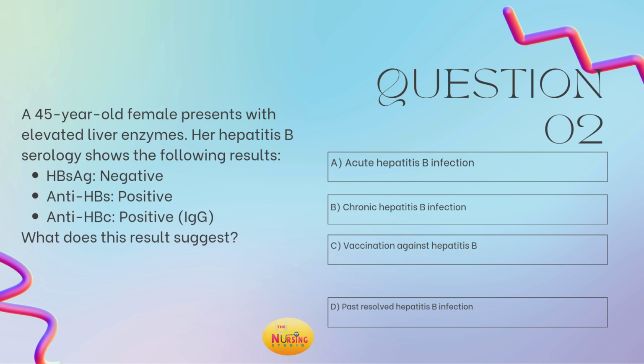All right, so the stem of the question here states, what does this result suggest? Let's walk through. The surface antigen is negative, so they do not have the infection. That lets us know we can eliminate A and B, because they don't have the infection. And then the anti-HBs is positive, so we know they have antibodies for some reason. Either they've been vaccinated or they've had hepatitis B in the past. So now we're looking at the core, and the core is positive for IgG, meaning past, chronic.